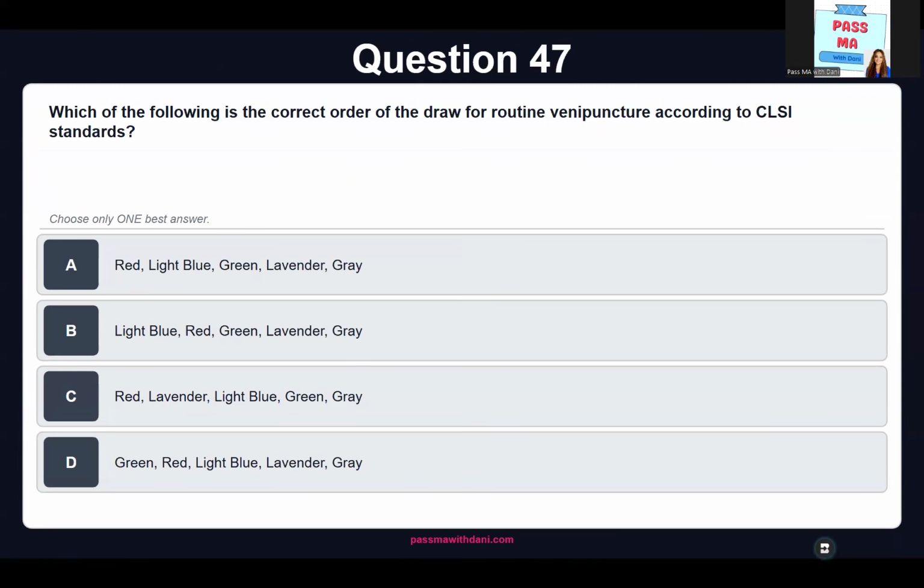A, red, light blue, green, lavender, gray. B, light blue, red, green, lavender, gray. C, red, lavender, light blue, green, gray. Or D, green, red, light blue, lavender, gray.